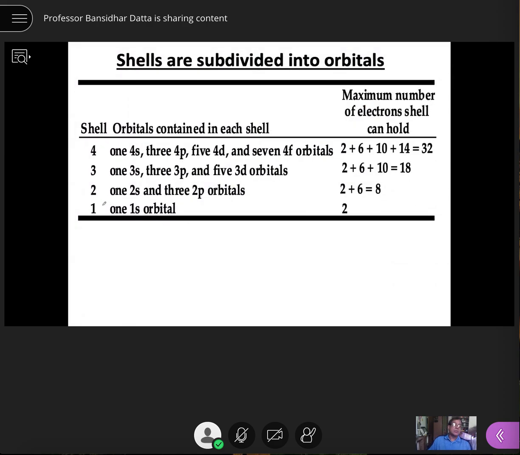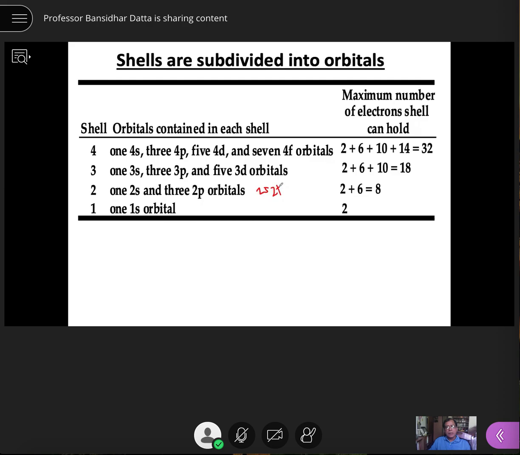Shell number 1 is closest to the nucleus, shell number 2 is the next, shell number 3 is the next, and shell number 4 is the outermost. So these are energy layers, right? Closest to the nucleus, the next, the next to the next. When shell number 1, it has one subshell, orbital 1s, and it has a maximum of 2 electrons. When shell number 2, it is 2s and 2p. That's what we said earlier, right?